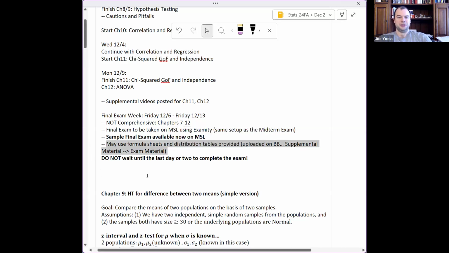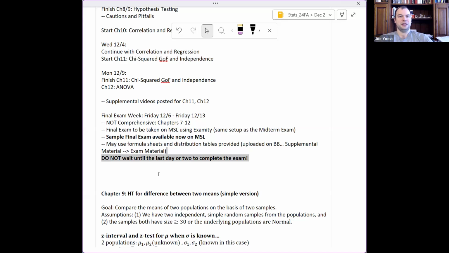You can use formula sheets and distribution tables. I'll double check after class today, but I think those are available now on Blackboard, but if they're not, I'll make sure they're available by this afternoon. And as I've said a couple of times in the past about the midterm exam, don't wait until the last day or two to complete the final exam. I would recommend planning to complete the final exam no later than Wednesday of finals week.